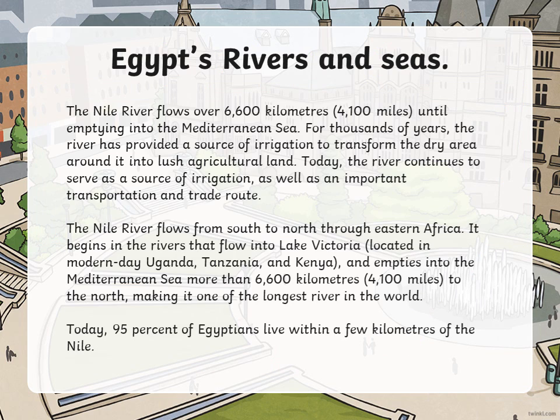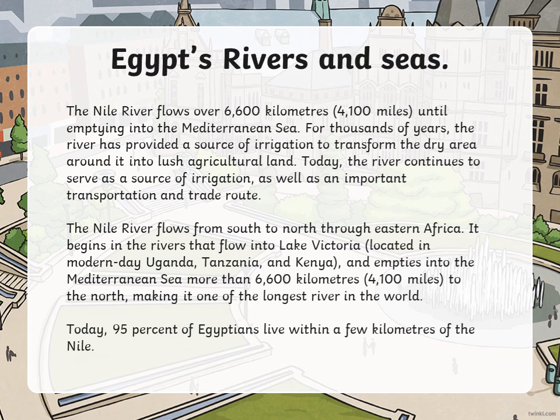So on your sheet or in your book, I want you to talk to me about Egypt's rivers and seas. Obviously the main river flowing through Egypt is the Nile, and it is 6,600 kilometres. And it is also emptying into the Mediterranean Sea. So that's what you should have said to me in that last slide.